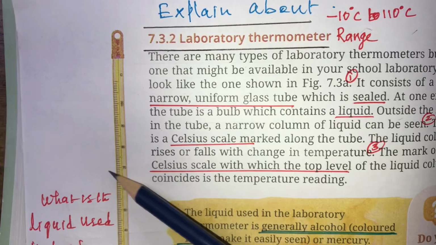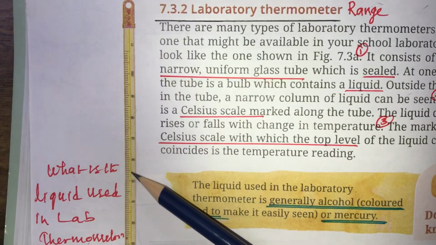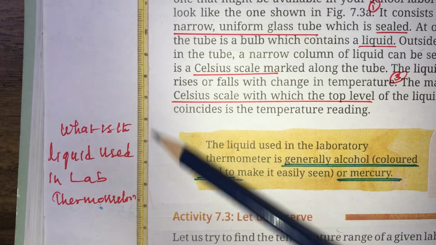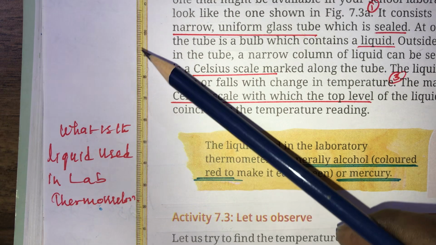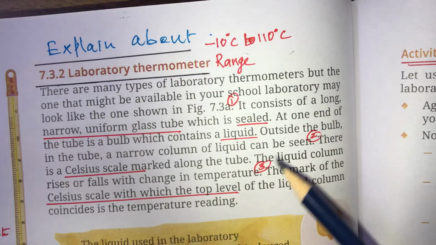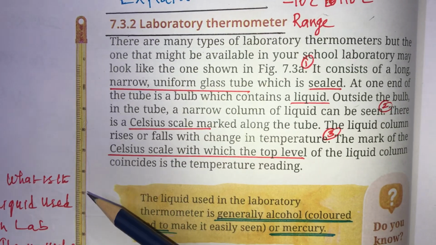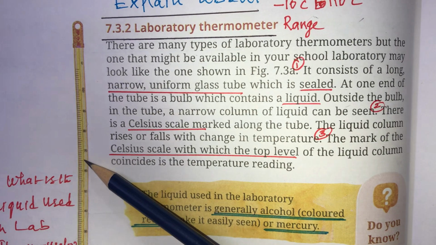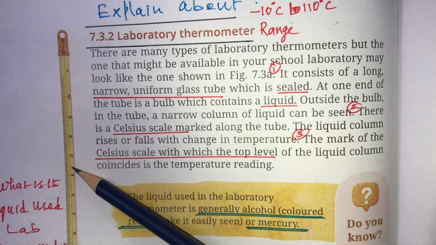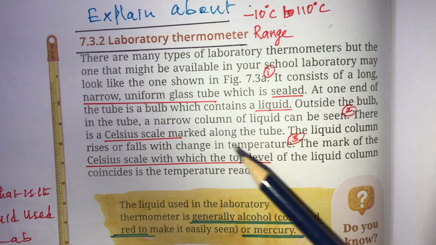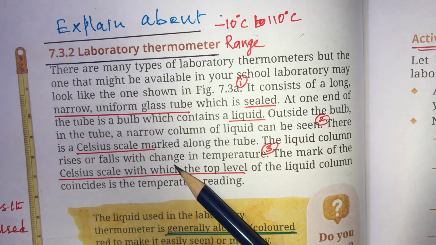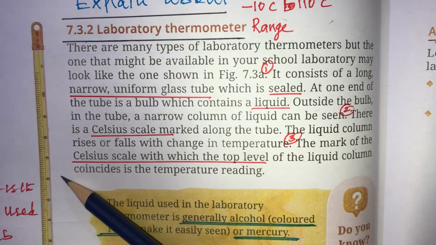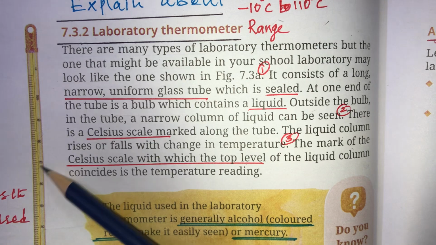Outside the bulb, there is a measurement glass tube. Over that, the liquid starts moving if the temperature increases. So the temperature can be seen by the coincidence with the Celsius marked scale along the tube. If the liquid column rises and falls with the change in temperature, we read the mark of the Celsius scale with which the top of the liquid column coincides.